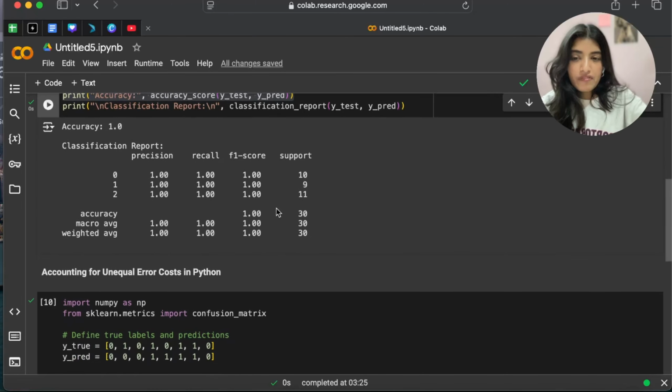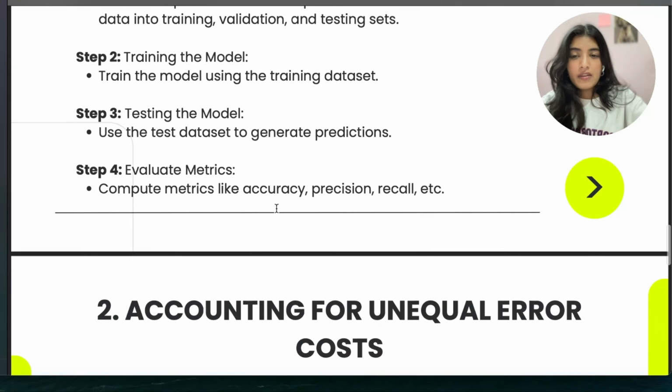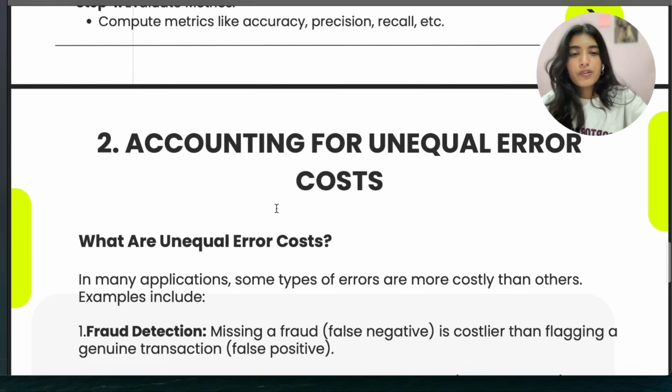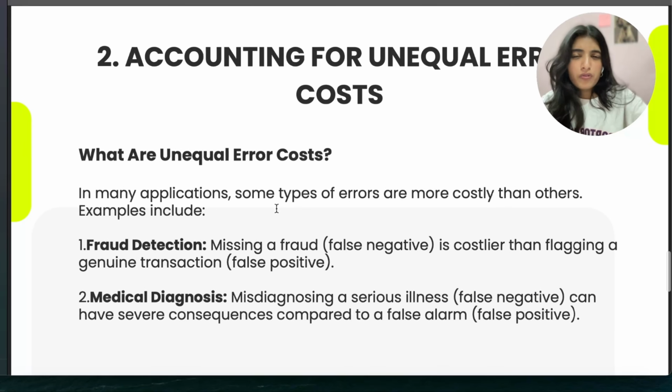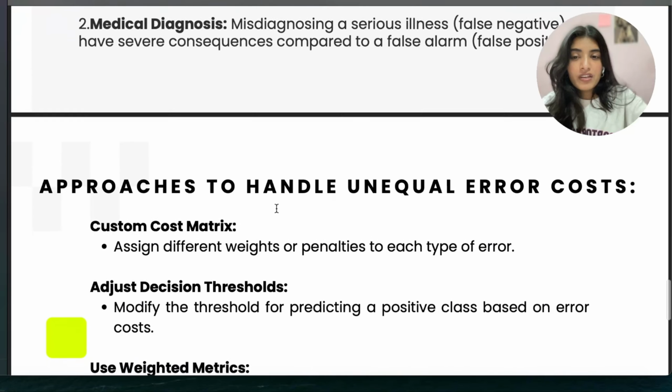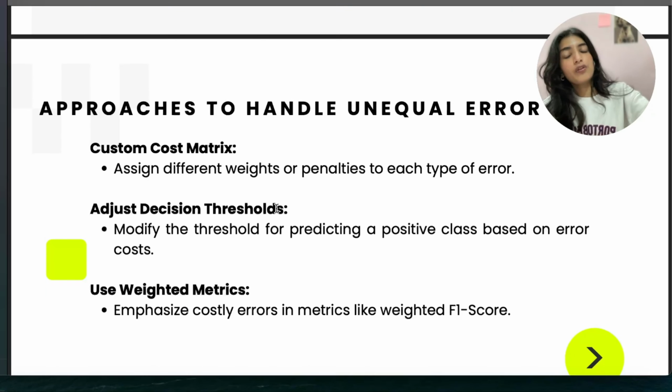Next we have accounting for unequal error cost in Python. So what are error costs? In many applications, some types of error are more costly than others. Examples include fraud detection, where missing a fraud is costlier than flagging a genuine transaction. Then we have medical diagnosis: misdiagnosing a serious illness can have serious consequences compared to a false alarm. After that we have the approaches to handle unequal error cost.